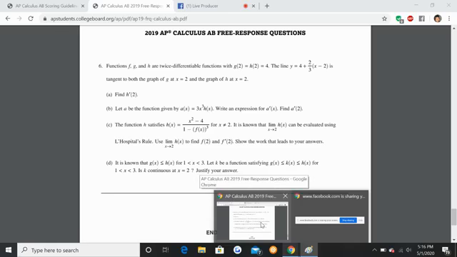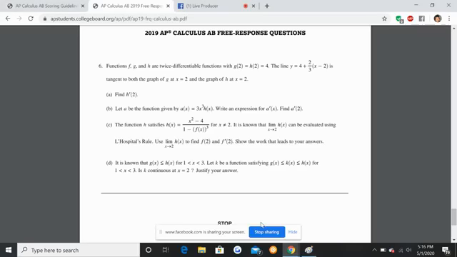Let me look. Okay, so for part D. All right, this looks harder than it is. It is known that g of x is less than or equal to h of x for x greater than 1 and x less than 3. So basically x equals 2, right?